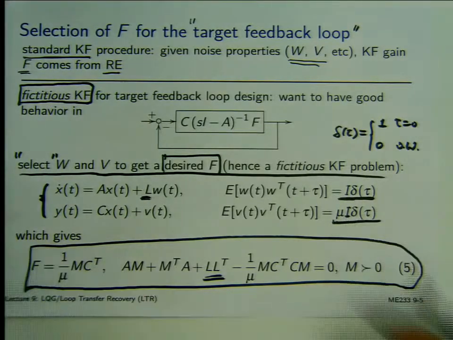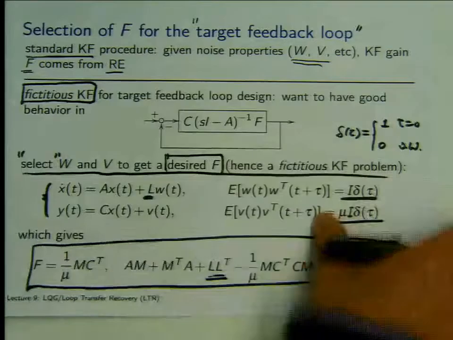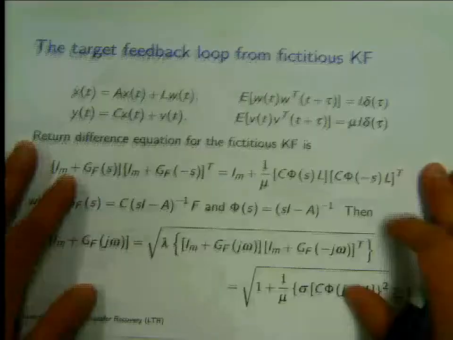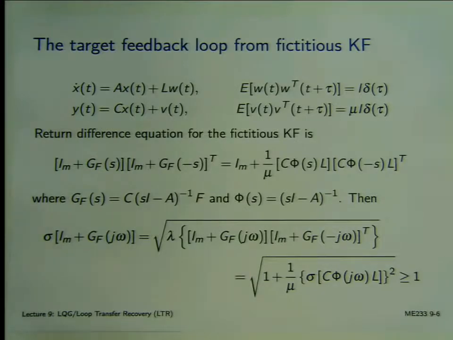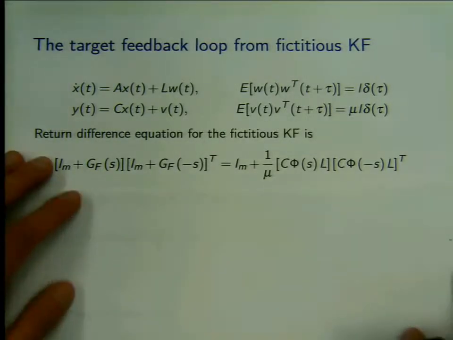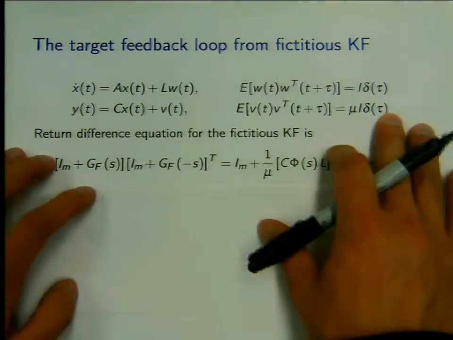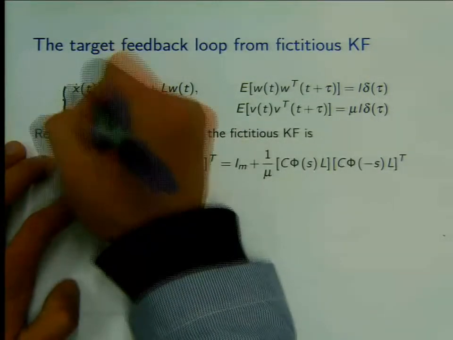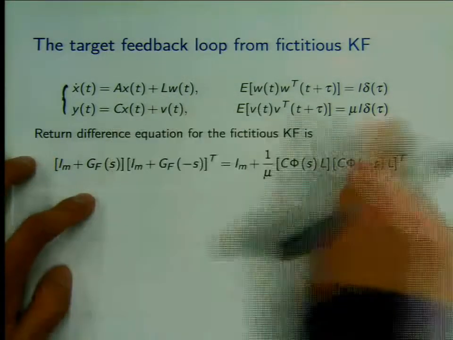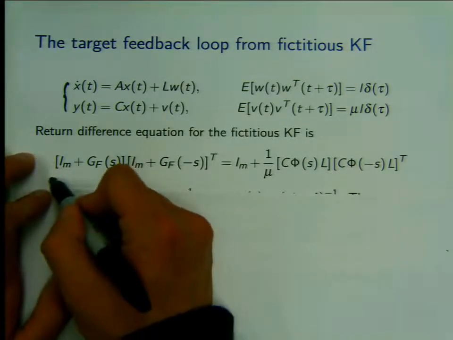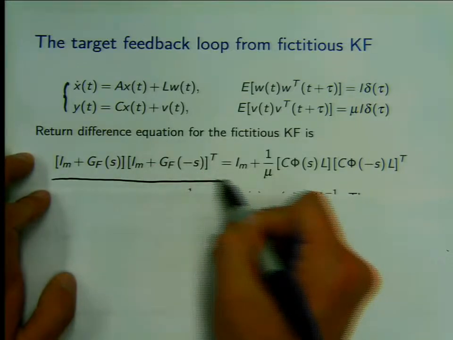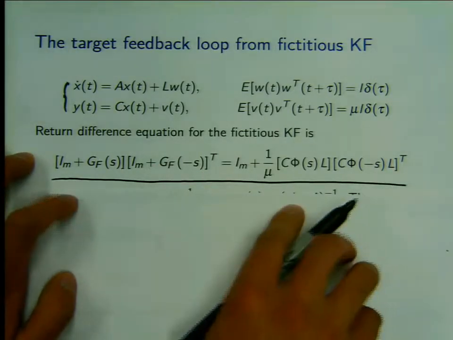Okay? All right. So this is what I said. I said this loop can have nice properties if we design everything very carefully. And here is one of the very nice properties this fictitious Kalman filter problem has. Now, let's go through this. For this fictitious Kalman filter problem, you can take a look at the notes. The return difference equation for this fictitious Kalman filter looks as follows.